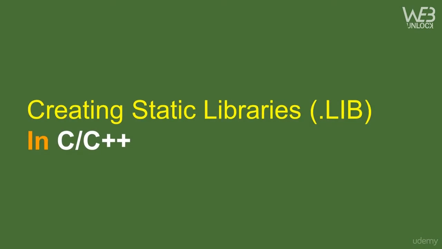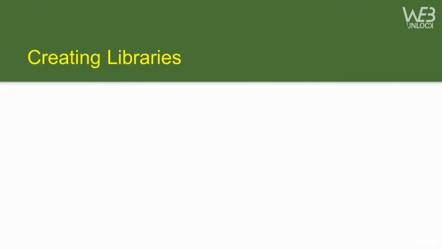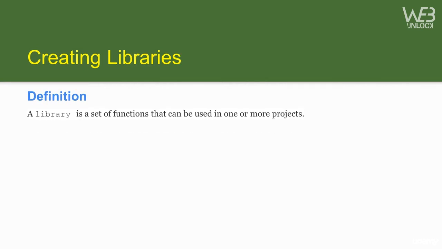Creating static libraries .lib in C++. Let's begin with defining what we mean by a library. A library is a set of functions that can be used in one or more projects. Usually, it's used in more than one project.